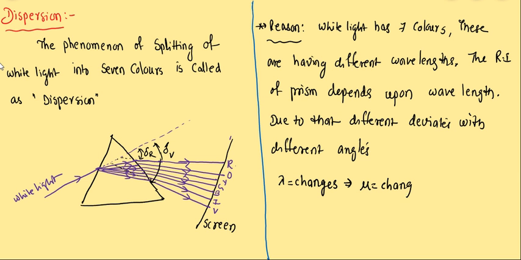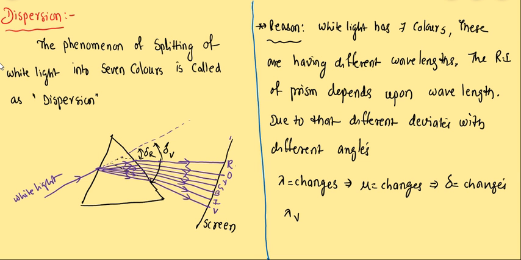The prism has a different refractive index for the different colors. White light has seven colors. Due to that, the wavelength changes. All different colors have different wavelengths, and then nu changes. When nu changes, automatically the deviation angle also changes. And the different colors will bend with different angles.